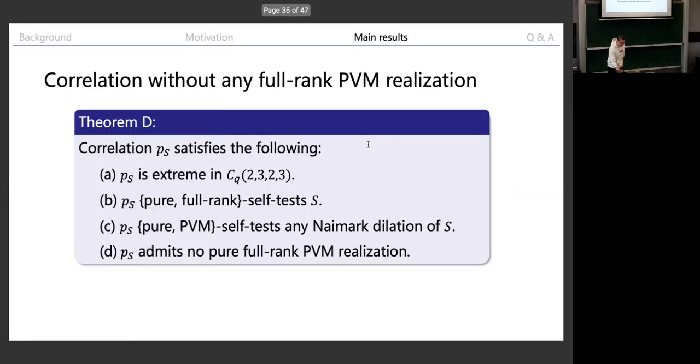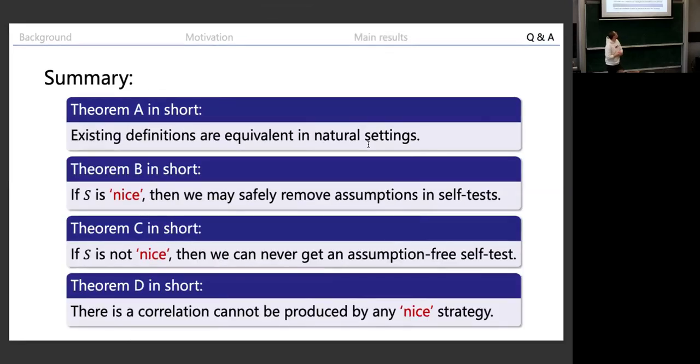Okay, so I think that's all I'm going to say about our results today, just to quickly summarize everything. Our first theorem, in short, is that existing definitions of self-test are basically equivalent. And our next theorem states that if your canonical strategy is nice, which is also the case in the literature, then we can safely remove those many assumptions without loss of generality in self-test. And our theorem C says that if your canonical strategy is not nice, then we must be careful when we are talking about self-testing, because it's never going to be an assumption-free self-test.